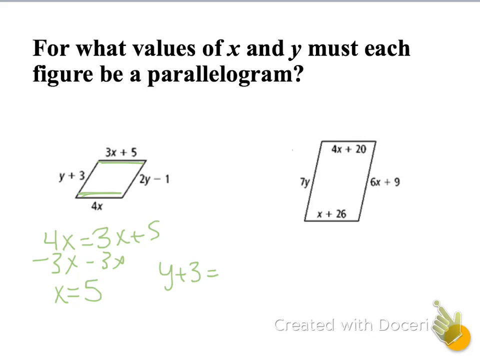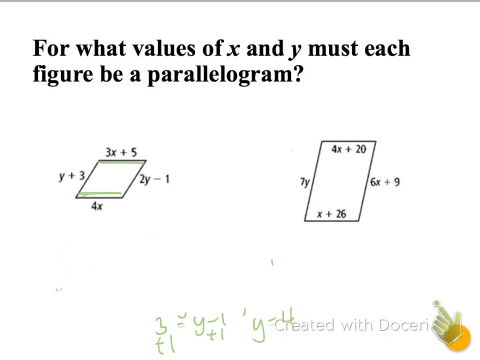So y plus 3, set it equal to 2y minus 1, because they're opposite sides. Subtract y. 3 equals y minus 1, add 1, so y equals 4. So x equals 5 and y equals 4. Now I'm going to erase this so that I can do the other one and have enough space.